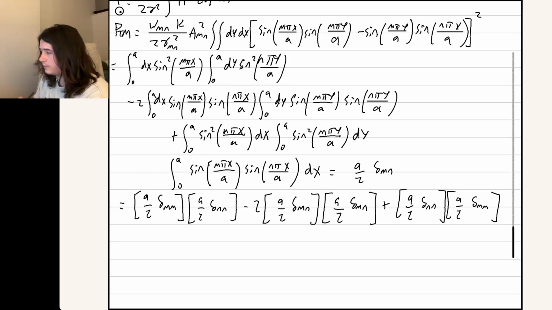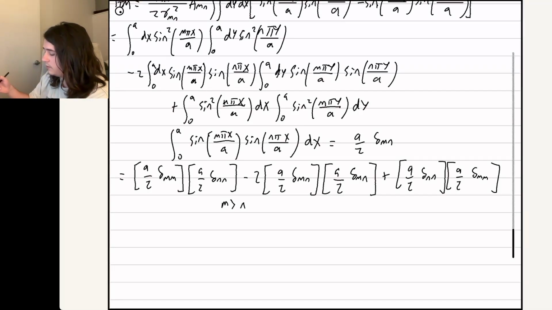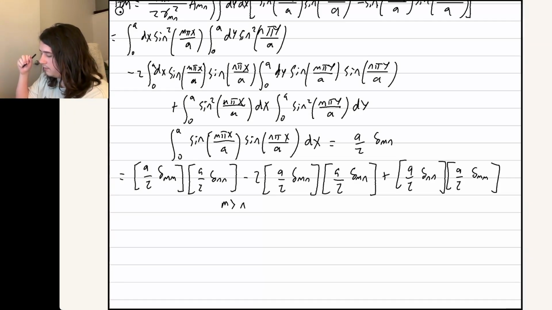And since we're doing this in the TM mode, remember we talked about what the modes can actually be. We're always going to have m greater than n. So any Kronecker delta that has mismatched indexes will be 0. So in total, we'll have a squared over 4, a squared over 4, and so it's a squared over 2. All right, equals a squared over 2. Fantastic.